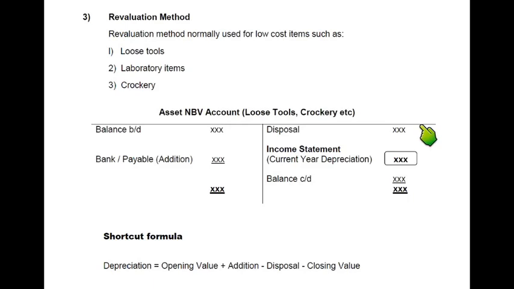So this is an important point. We won't be using the amount at which we have sold the asset, but the value that was in our books at the time of disposal. Then balance CD, and the difference that is coming according to this T account is depreciation, which will be charged to the income statement. Opening plus addition minus disposal minus closing.